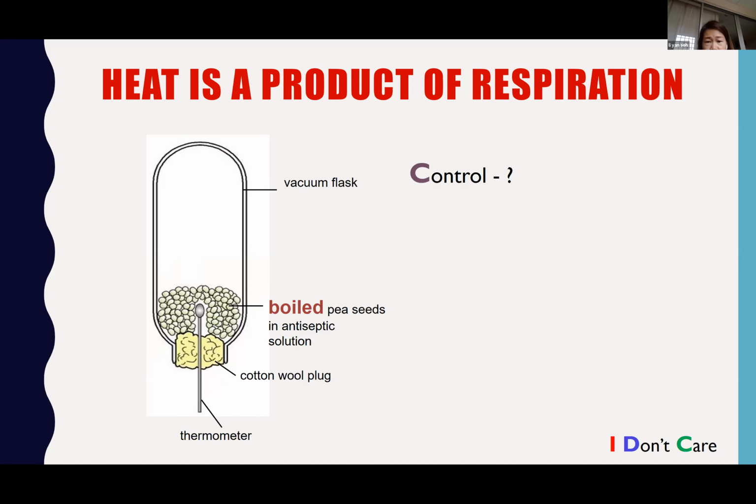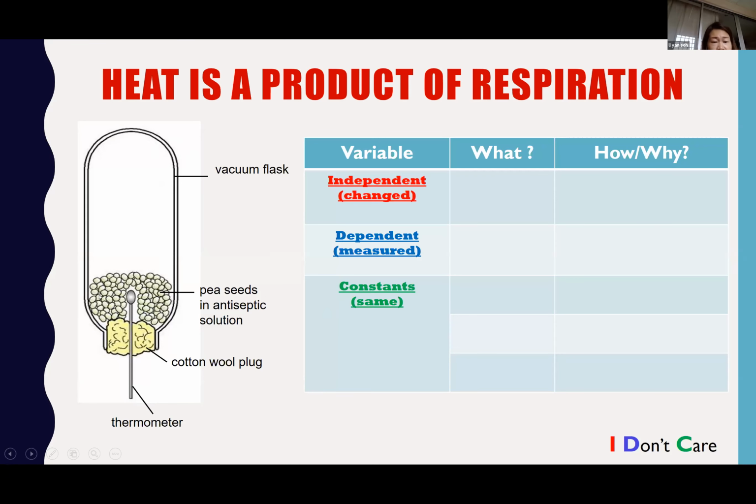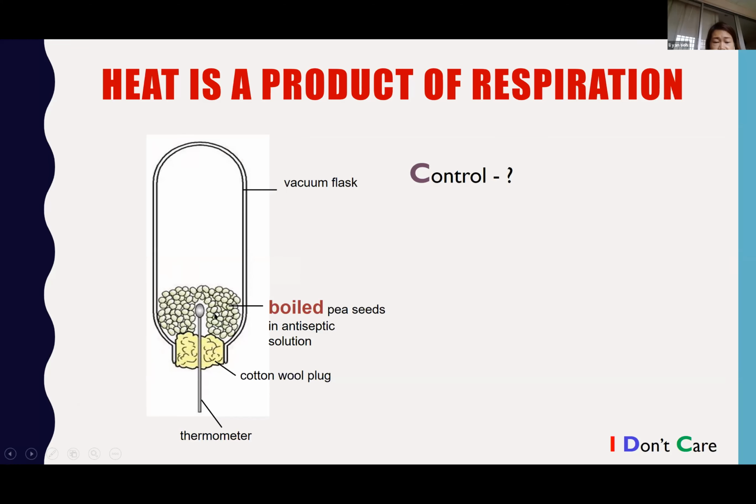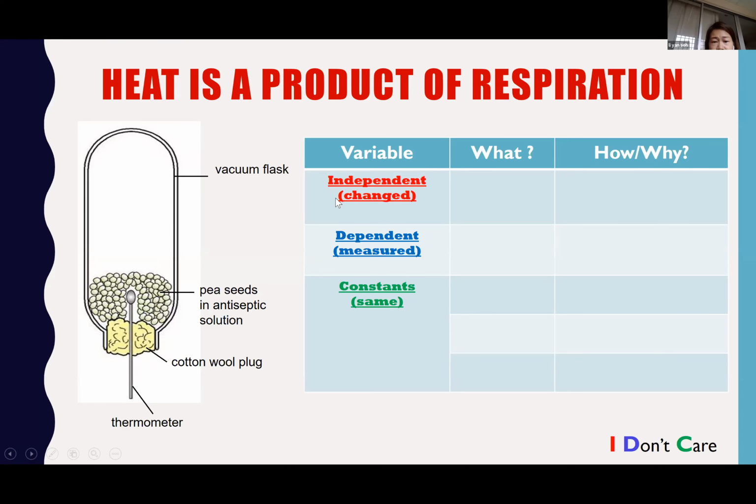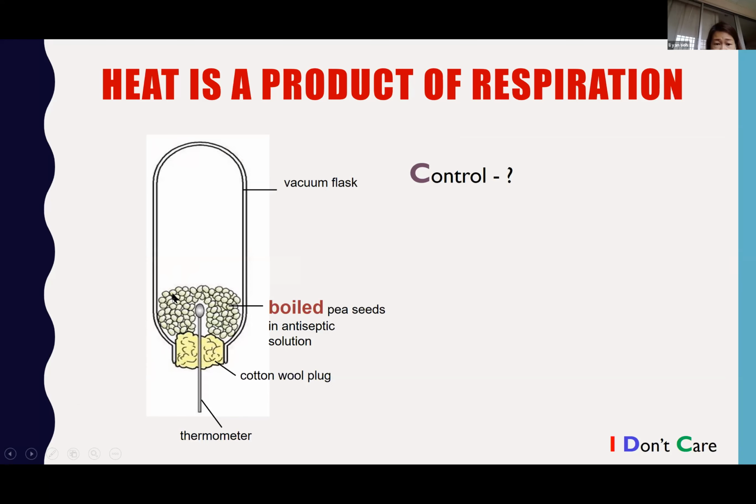So what do you think will be the control? The control is actually the void pea seeds. This is the living pea seeds, the original, fresh ones. The void pea seed means I boil it, I denature the enzymes in the pea seeds. So straight away I know that the independent variable, the thing I change, is one that is the original, fresh pea seeds, and the other is boiled pea seeds as a control.